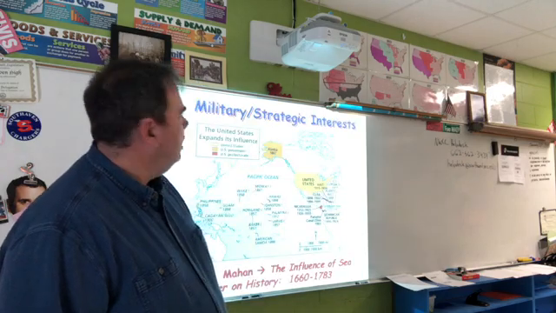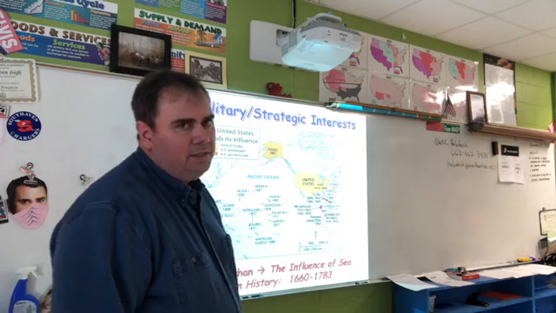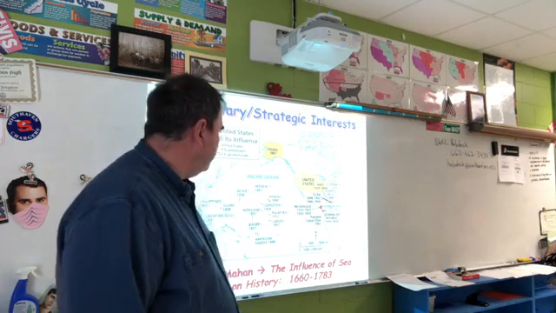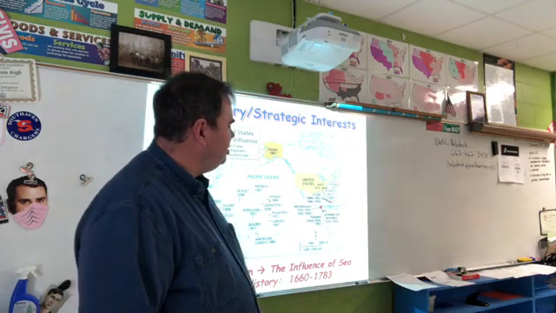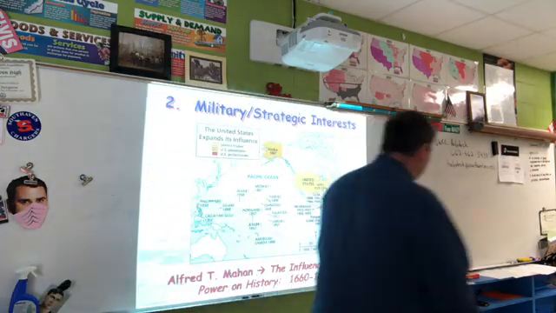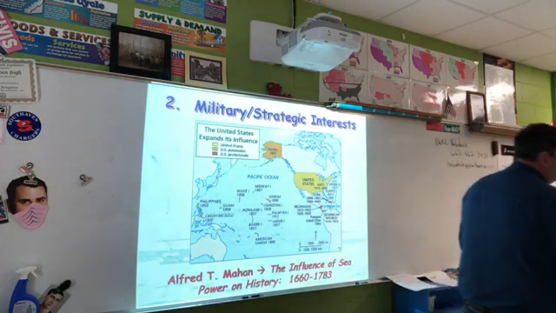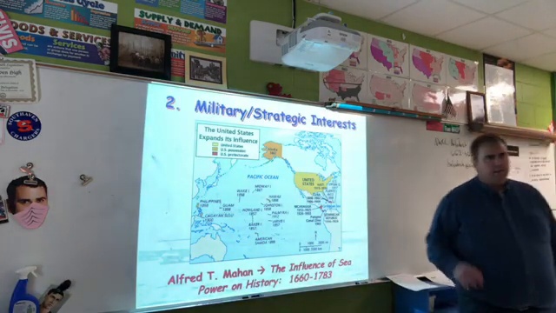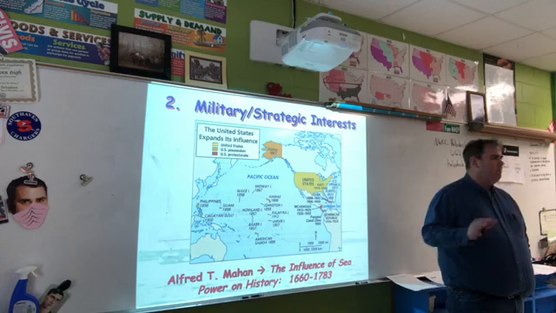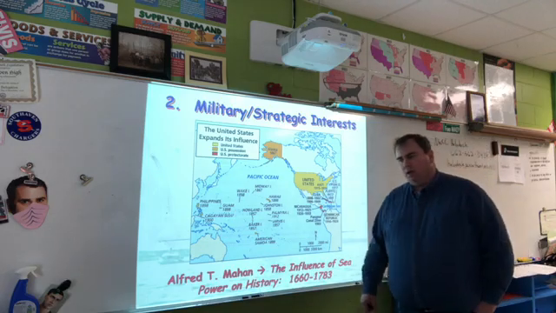Okay, so second is military and strategic interests. Military and strategic interests. Basically, we're going to fight a war in the 1890s that shows us we have a massive weakness.